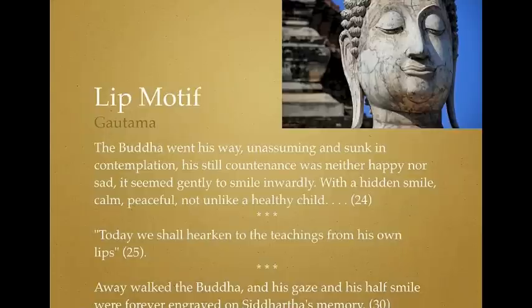One of the reasons why lips and smiles are important is from lips we get knowledge. That's how people talk. Or do they? Later on in the book, once again, we're going to see that the lips stop communicating with words, although they're still going to be communicating. And that's the important thing. We're going to have to figure out how to get enlightened. So we're going to want to focus on people's lips. And finally, away walked the Buddha, and his gaze and his half smile were forever engraved on Siddhartha's memory. Siddhartha is going to go into the flesh world, and he's going to remember the smile of the Buddha. He's going to remember what enlightenment looks like, what peace looks like.